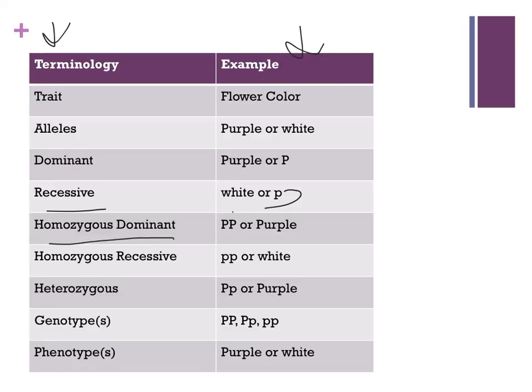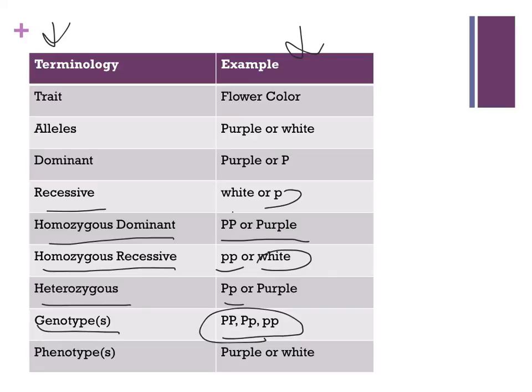The homozygous dominant version or genotype is going to be big P, big P, or purple. The homozygous recessive is going to be little p, little p, which would make a phenotype of white. The heterozygous version is big P, little p. Okay. Our genotypes, again, are the letters, the genes. Okay, we get genotype from genes. What genes did it get from mom? What gene did it get from dad? And then the phenotype is physically what it looks like.